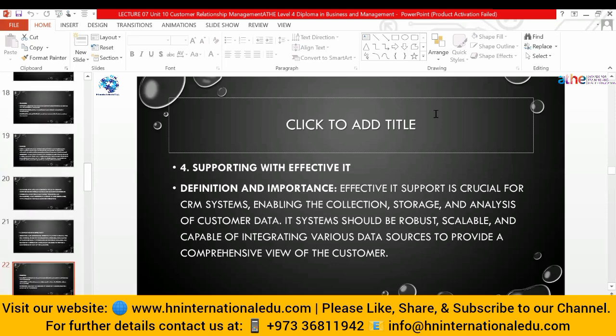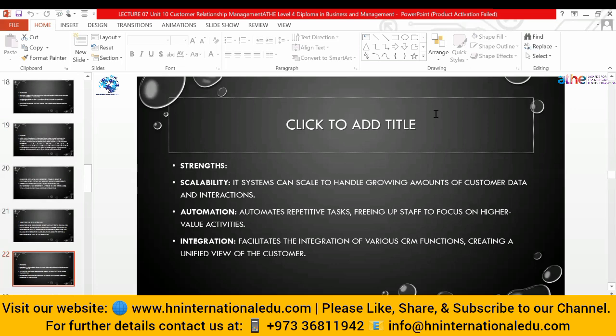Now, the strengths. Scalability: IT systems can scale to handle growing amounts of customer data and interaction. That is, there is no room for any limit on numbers. It must be increasing and increasing, and they know how to tackle it. Automation: automates repetitive tasks, that is, things coming again and again, freeing up the staff to focus on high value activities, through which they can retain the attention of the consumer.